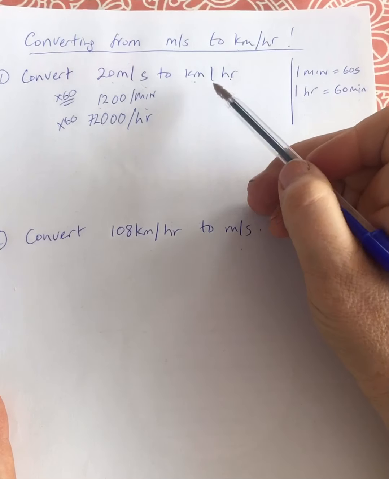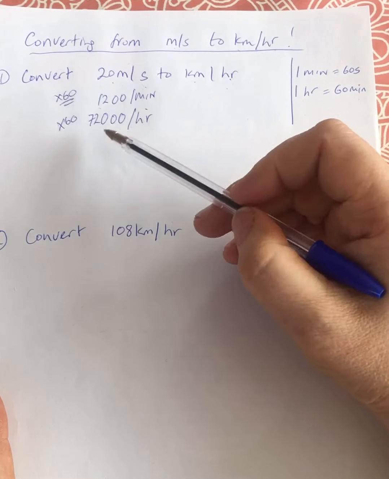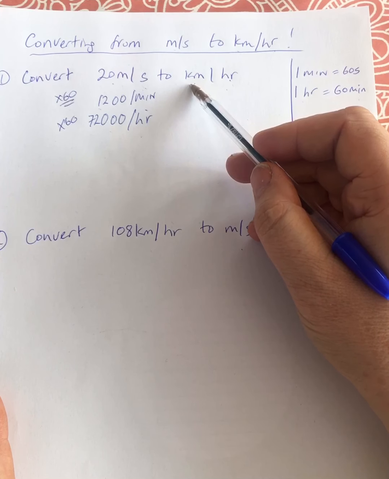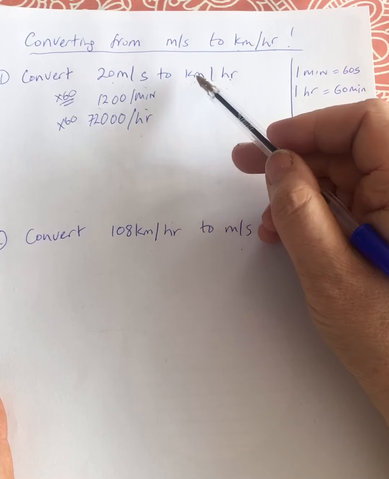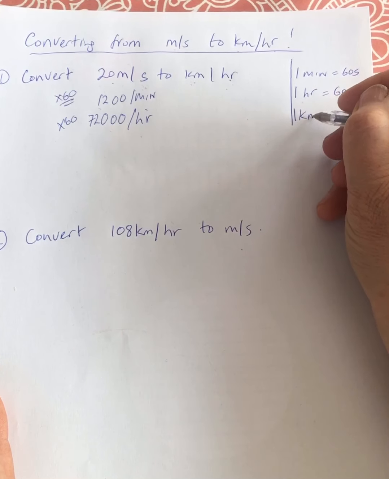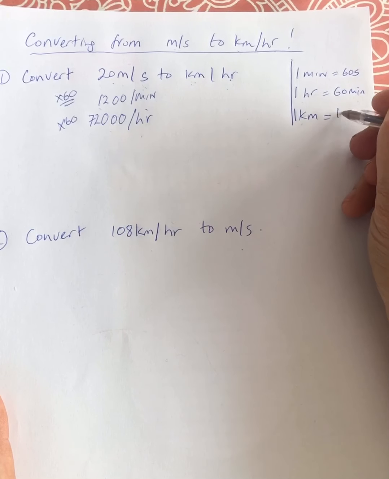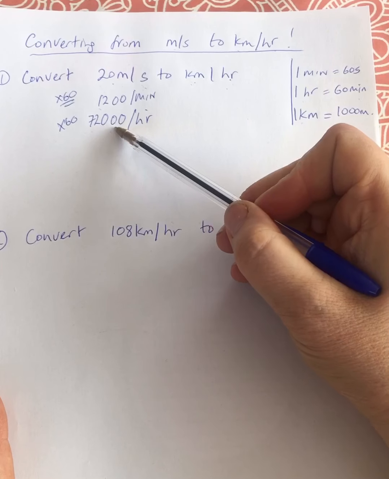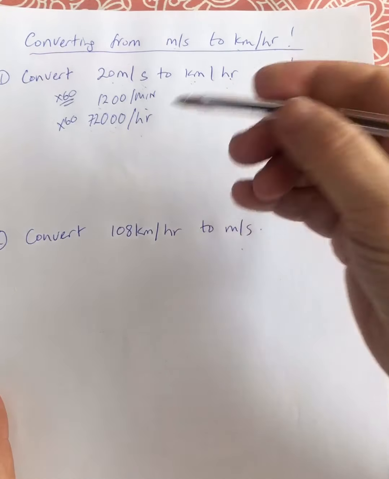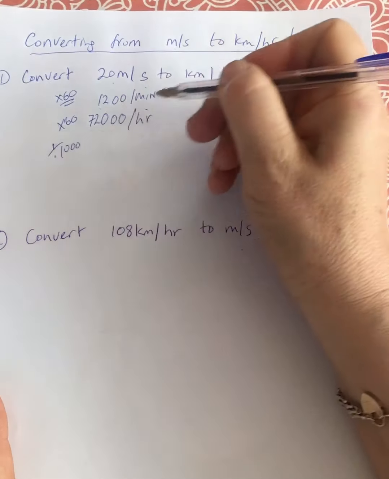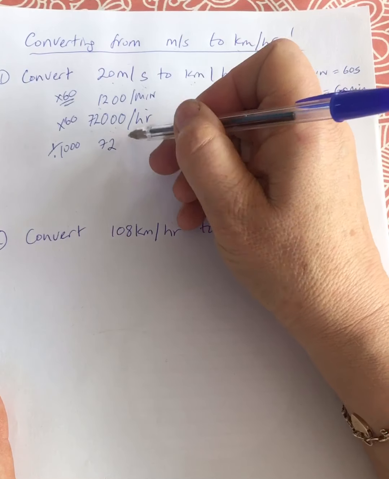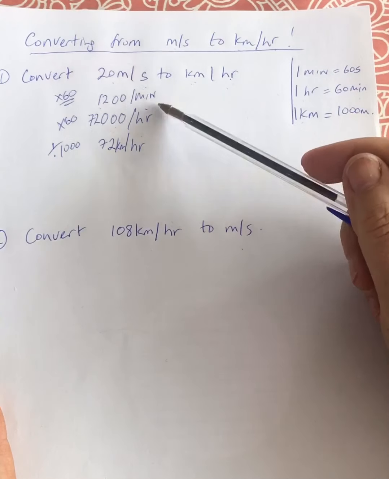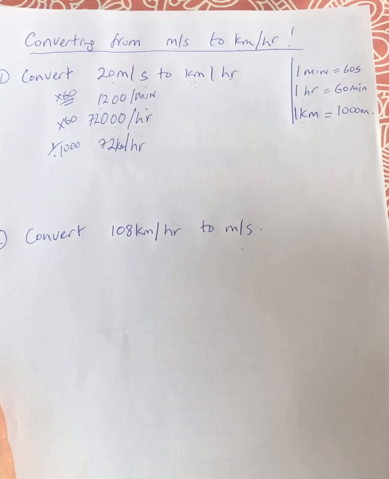So I'm nearly there now. I've got the distance travelled in 1 hour, but it's in meters, and I need to have it in kilometres. So I need to know how many meters are in 1 kilometre. The word kilo means 1,000, so 1 kilometre is 1,000 metres. So how will I convert 72,000 metres into kilometres? I'm going to divide by 1,000. If I divide that by 1,000, I get 72. So it's going to be 72 kilometres per hour. So I've converted my question from meters per second to kilometres per hour.